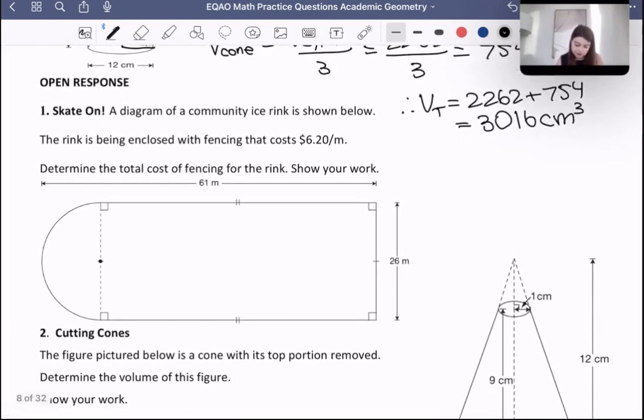The first one says, skate on. A diagram of a community ice rink is shown below. The rink is enclosed with fencing that costs $6.20 per meter. Determine the total cost of the fencing. Okay. All right, so let's do that.